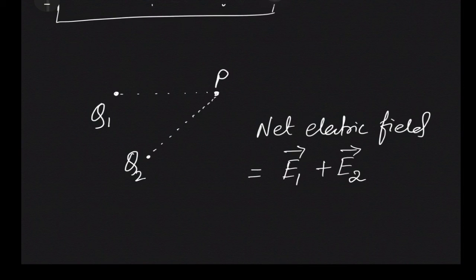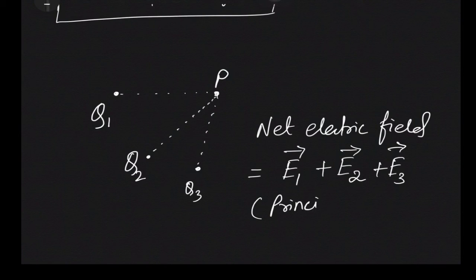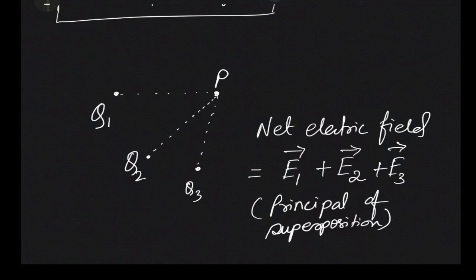If there is another charge, say Q3, then its field is also going to be added vectorially. This vector addition of electric fields to calculate the net electric field is called the principle of superposition. This principle of superposition is even applicable in the calculation of force. So don't think it is only applicable to calculate the net electric field. It is also applicable for the calculation of net force.